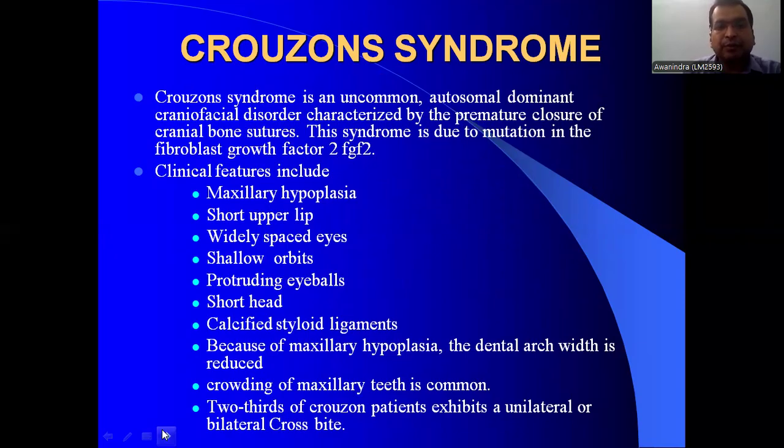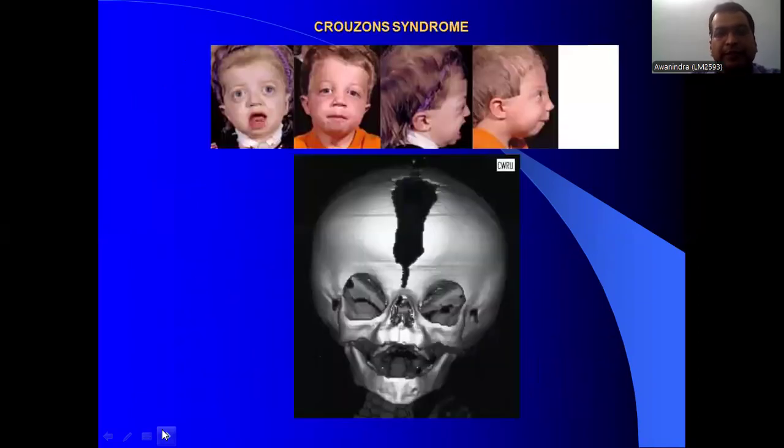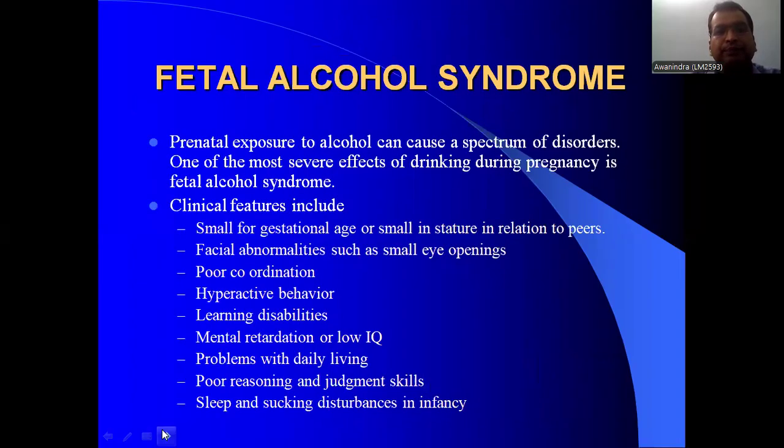Clinical features include maxillary hypoplasia, short upper lip, widely spaced eyes, shallow orbits, protruding eyeballs, short head, calcified stylohyoid ligaments. The dental arch width is reduced, and crowding of maxillary teeth is common. Two-thirds of patients have unilateral or bilateral crossbite. This is the clinical photograph of the syndrome.